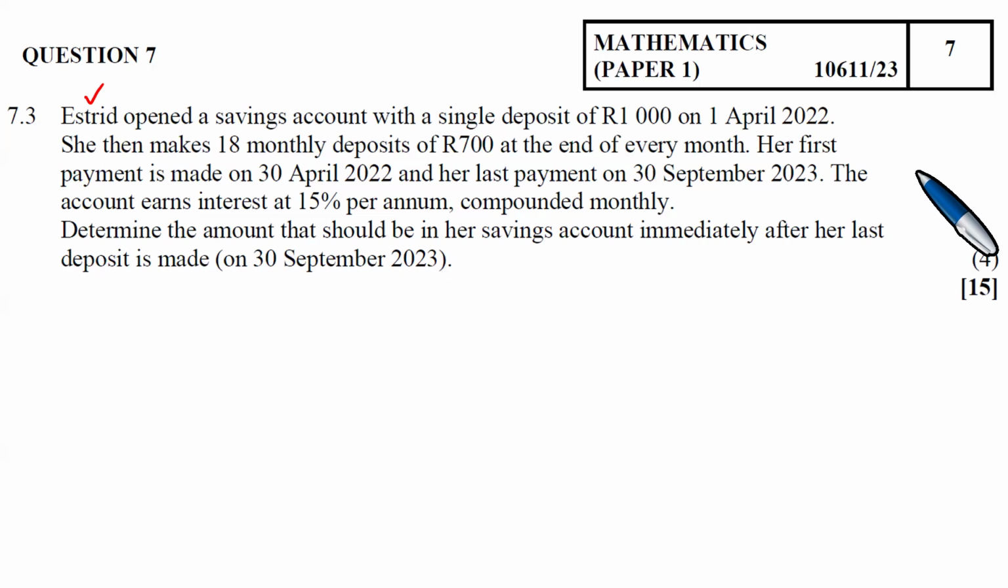September 2023. Because Astrid opened a savings account with a single deposit of exactly 1,000 Rand on 1 April 2022, she then makes exactly 18 deposits of 700 at the end of every month. The first payment is made on 30th of April 2022 and the last payment on the 30th of September 2023. Now, look at how many months these are going to be. So we can use some timeline here.